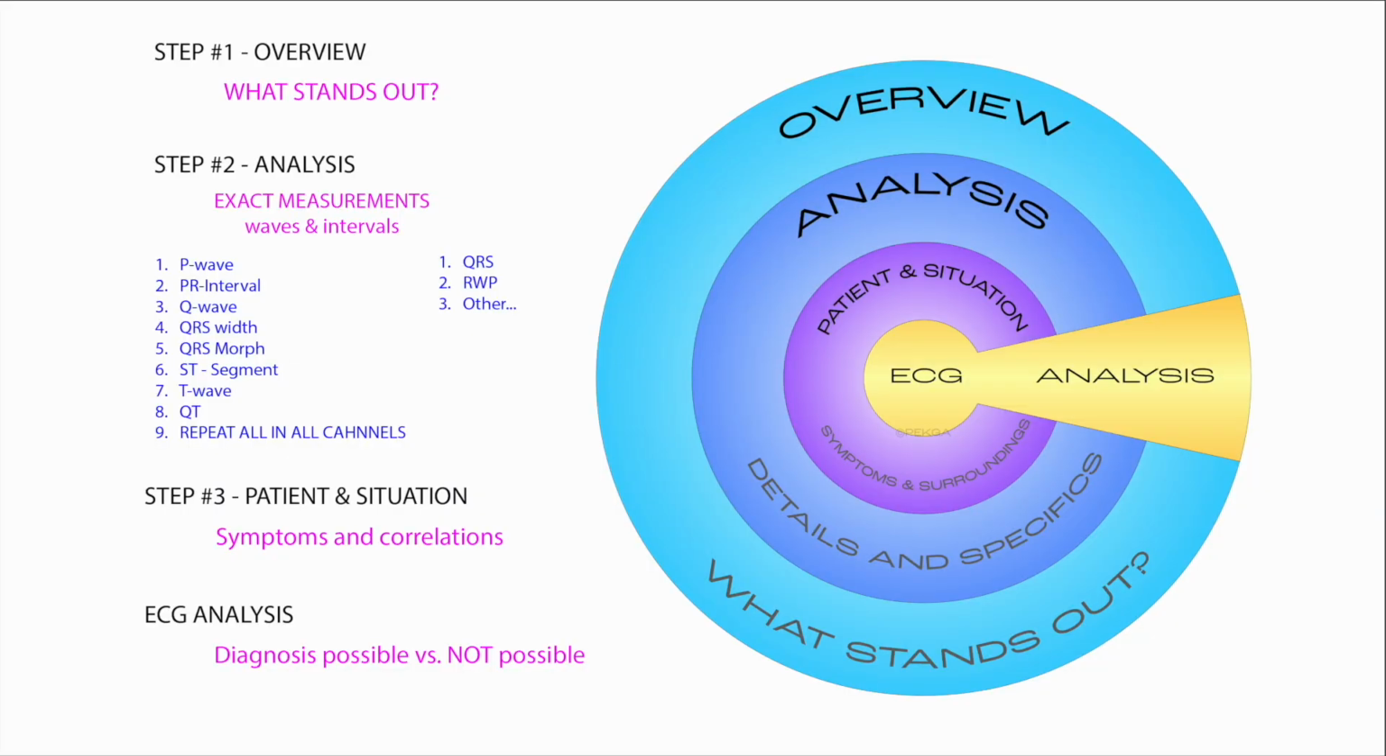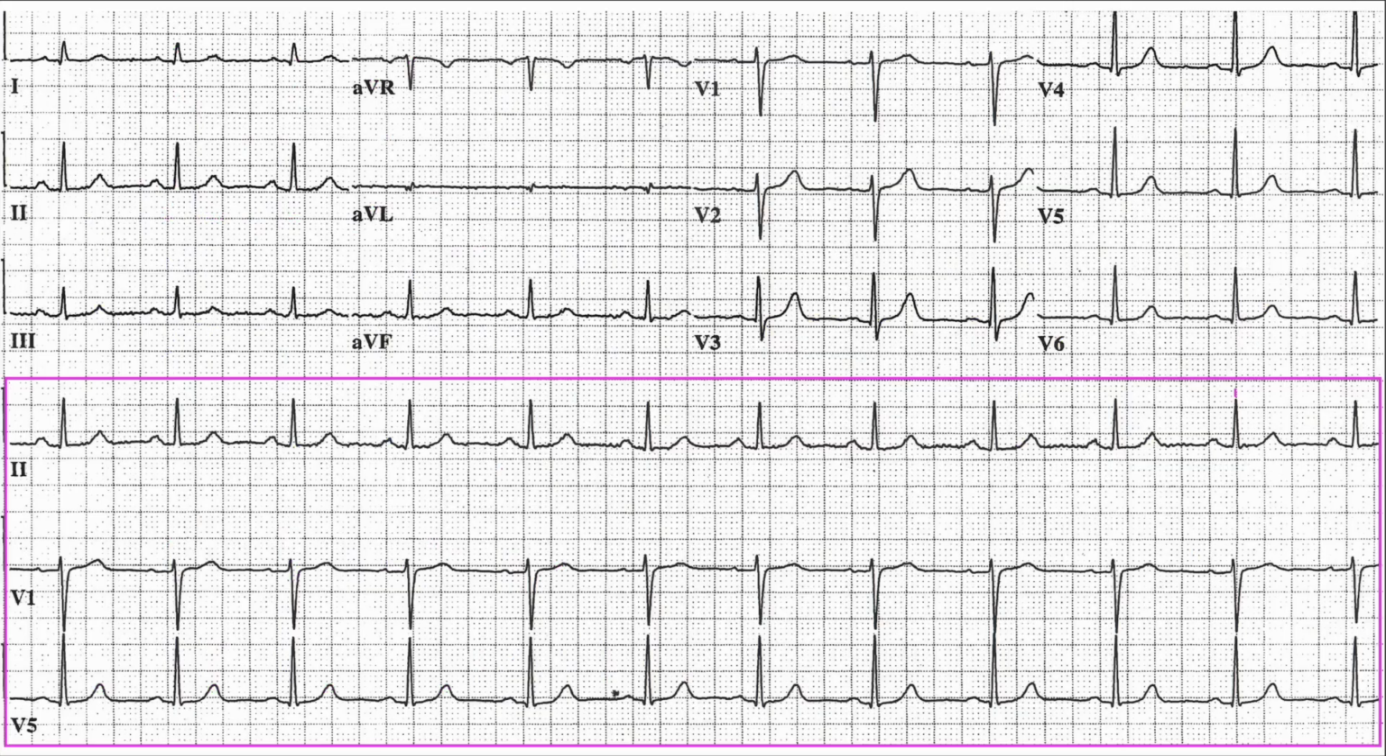Always, always, always go back to your method. Your method is going to save you when you're tired. Your method is going to save you when you are under stress, when you are forgetting things. So always go back to your method. First step is first, what stands out? And right here, really in your face, something is going on with AVL. This is low voltage. So there's something going on with this electrode where the voltage is severely reduced.